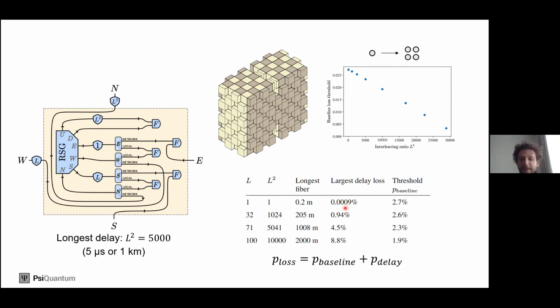And we find that an L squared of 5,000, so 1 kilometer long fibers, decreases the loss threshold only a little bit to 2.3%. But as we make delays longer and longer, this becomes impossible at some point. So at 30,000, the loss threshold comes close to 0. But 1 kilometer long delays are actually something that is reasonable to consider. So here we only studied the loss threshold because loss is the dominant source of error for photons. Of course, the code can also correct Pauli errors, but these are actually much less of a concern with photons.